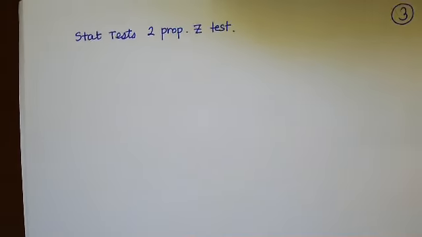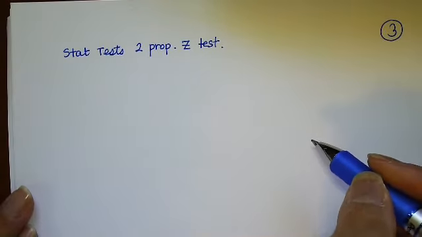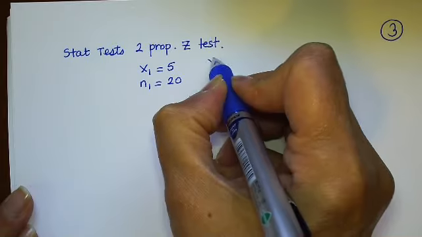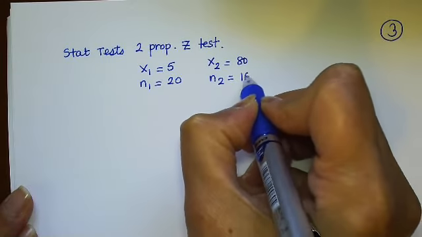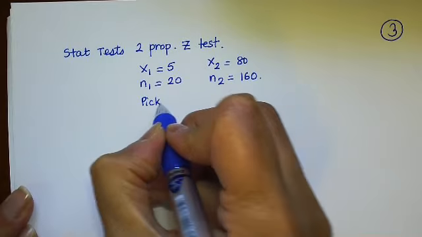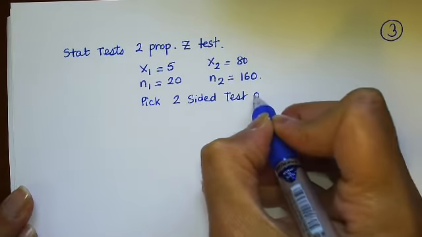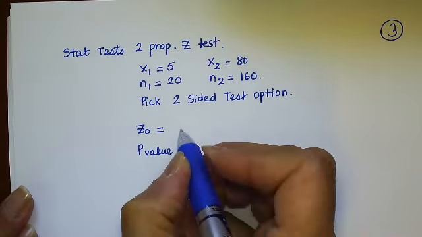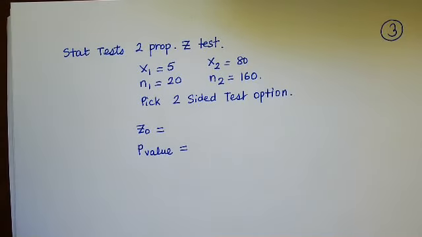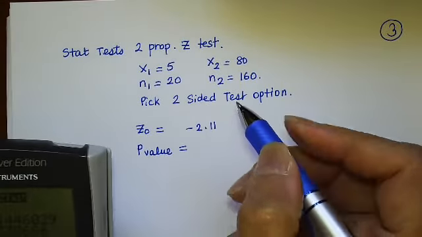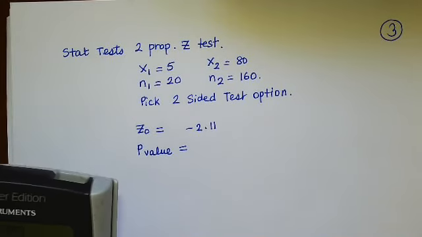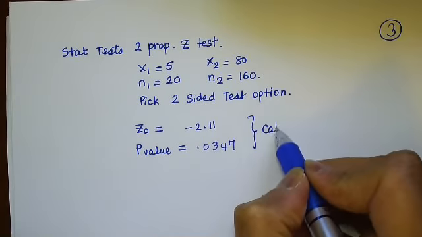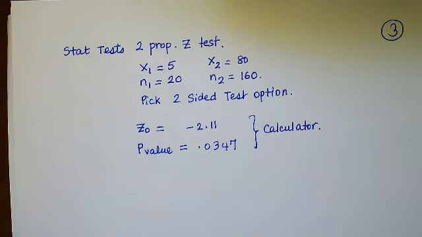So again, stat, tests, 2-proportion z-test is what you would use. And you put in your x1 equals 5 and n1 equals 20 and x2 equals 80 and n2 equals 160. And you pick the two-sided test option. And it gives you z naught and it gives you the p-value also. Z naught was minus 2.11 and the p-value was 0.0347 on the calculator.